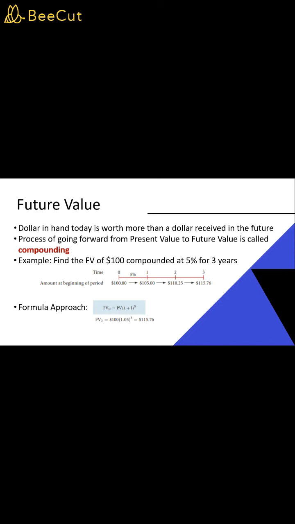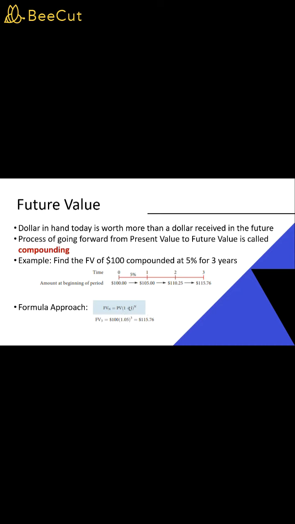Now, what if you wanted to calculate all of this using a formula? So here what's going on is 100 is being multiplied by 1.05. Then 105 is being multiplied by 1.05 again, and that's going to equal 110.25. And that is being multiplied by 1.05 again to give you 115.76.